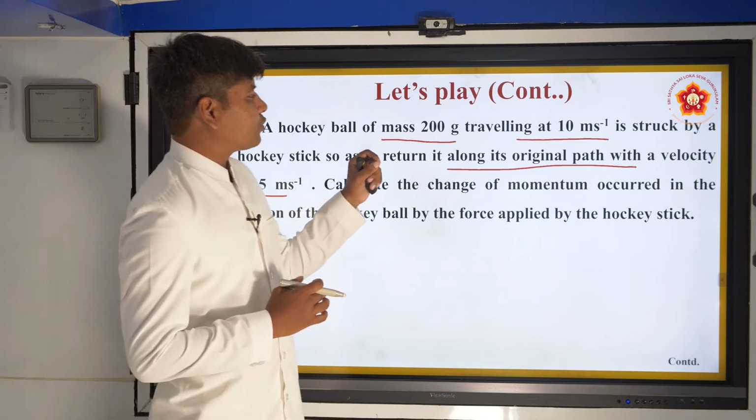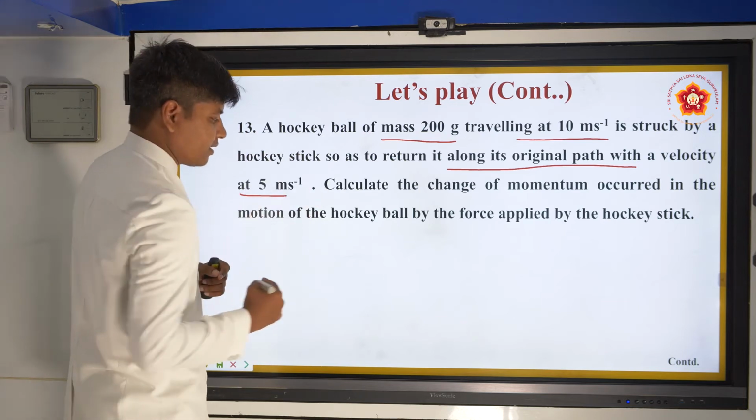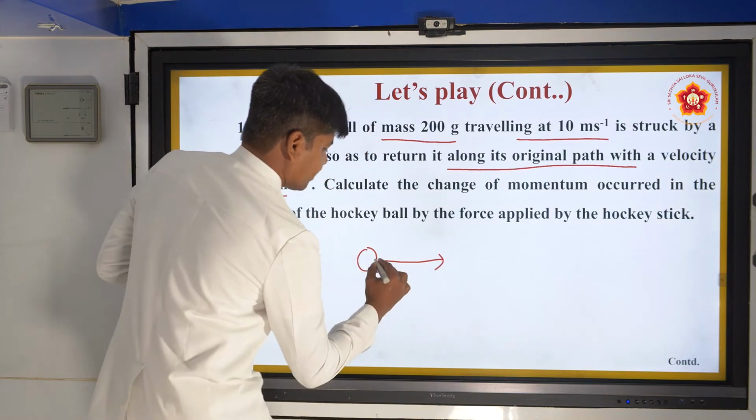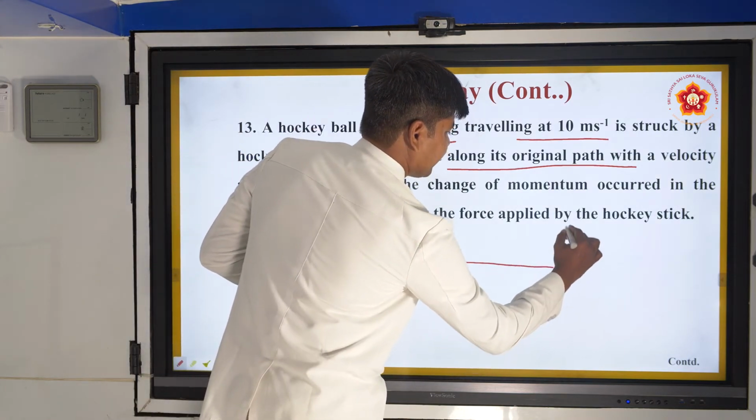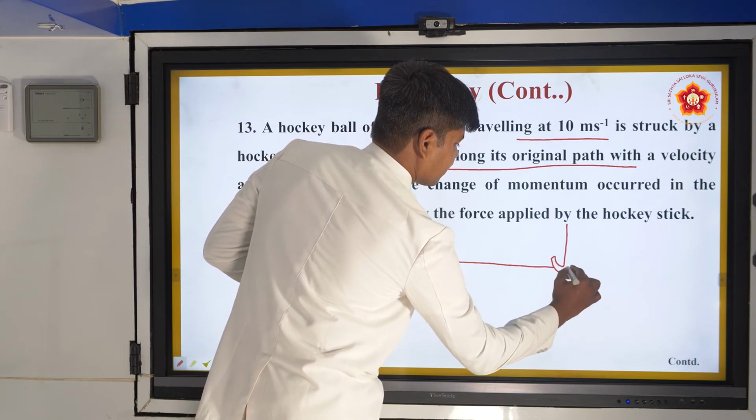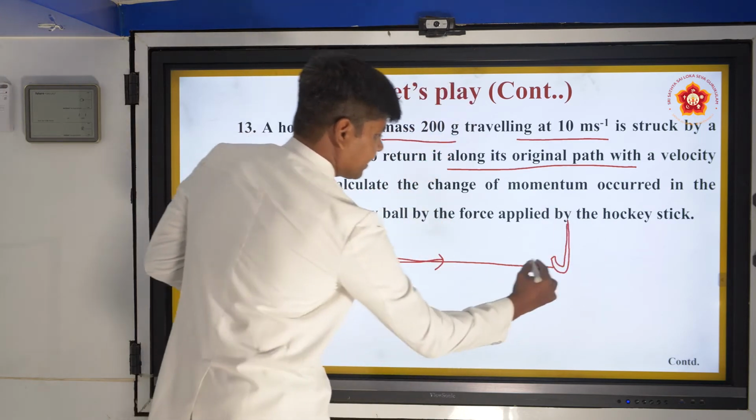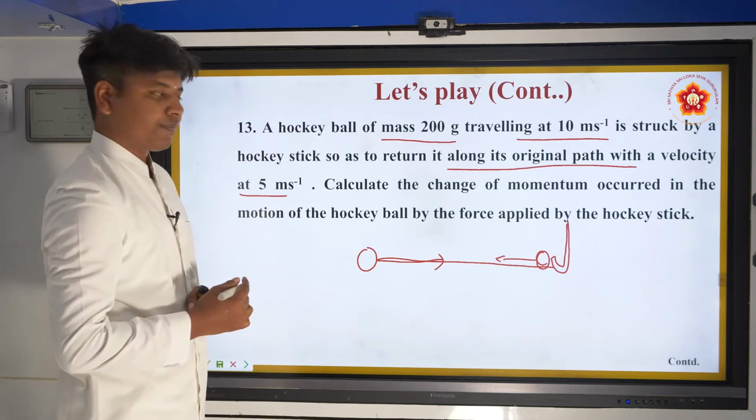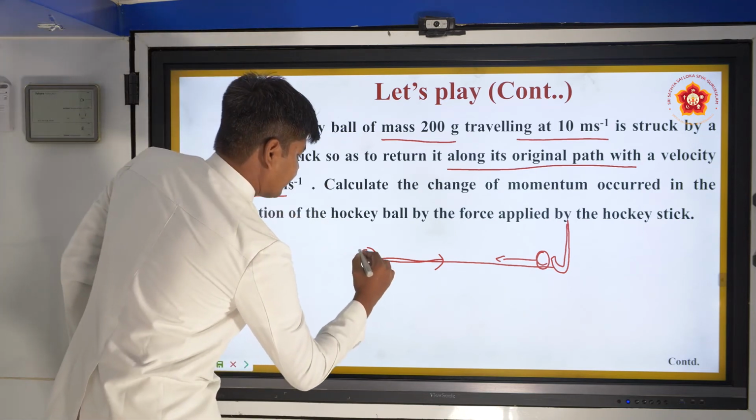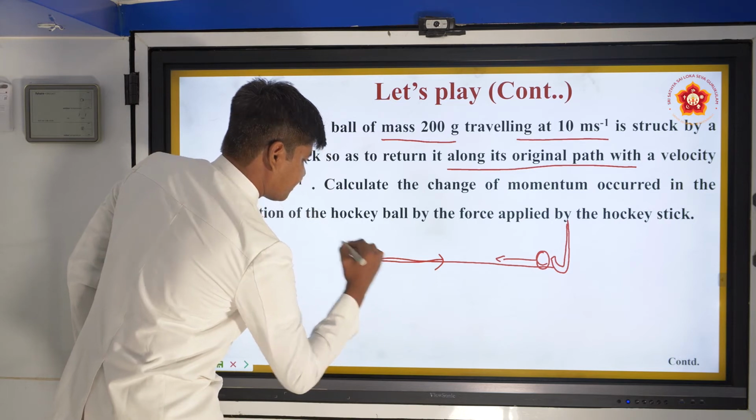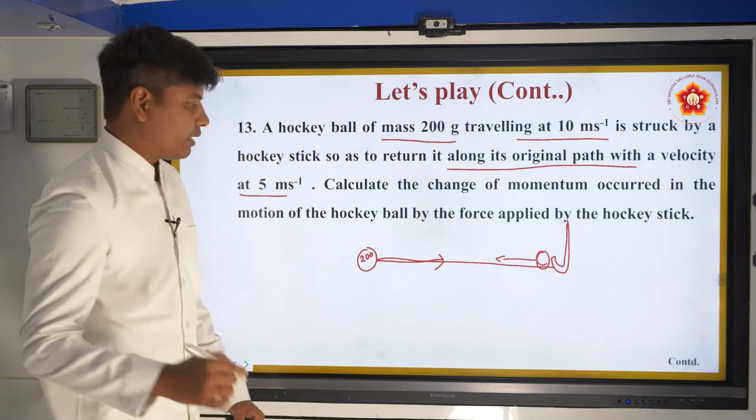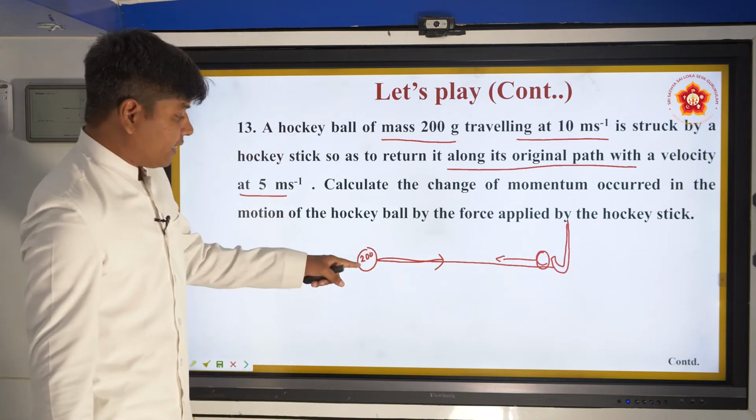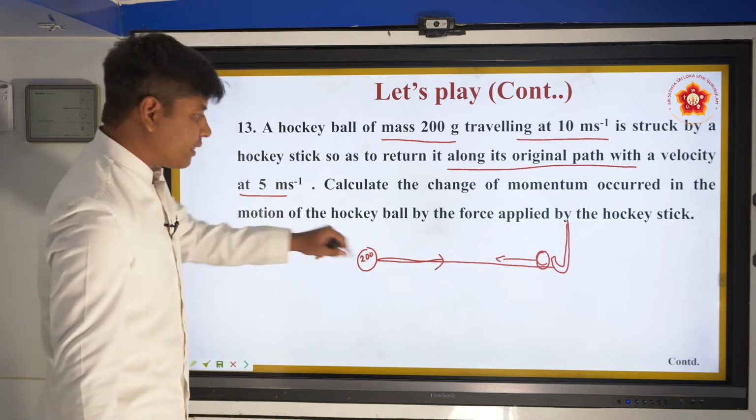The hockey ball of mass 200 grams. Now let us visually picturize it. You have a ball going in this direction, and it is hit by a hockey stick. It comes and goes back in the same original path. It is given that it has a mass of 200 grams, that means 0.2 kg. Imagine there is no space to write there. It is coming back in the same original path.